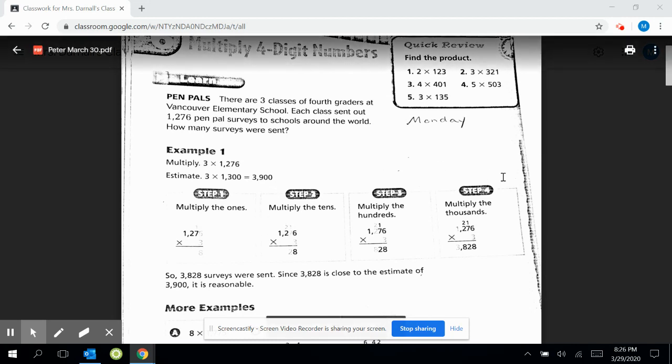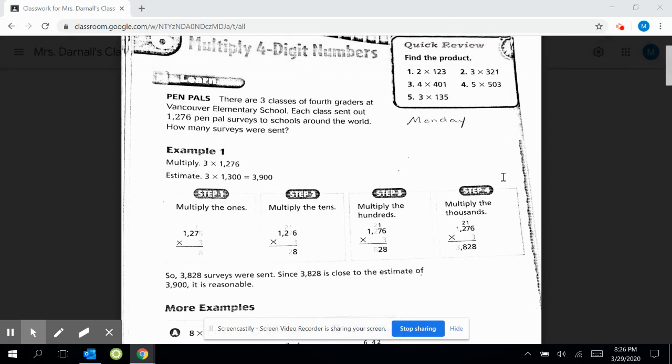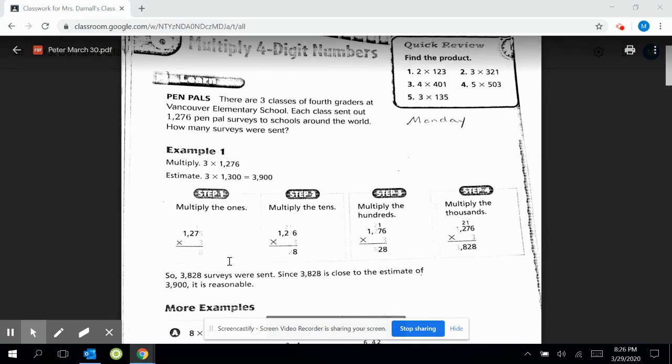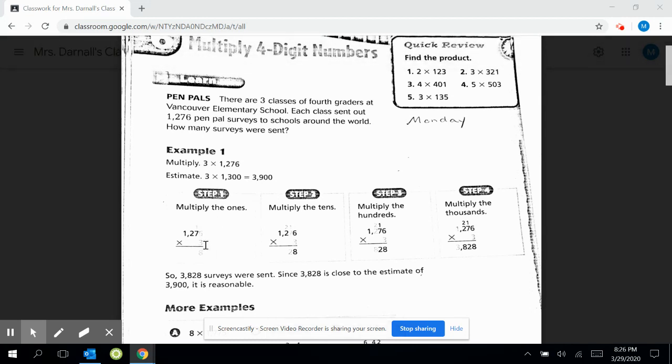So let's go ahead and just remember the steps that we take to figure this out. Step 1 is we multiply the ones. That in my copy did not show up very well, but it's supposed to be 3 times 1,276. And 3 times 6 is what? It's 18, right? So we'll put our 8 down here, in the ones place, and we'll put the 1 up top of the 7. Okay?